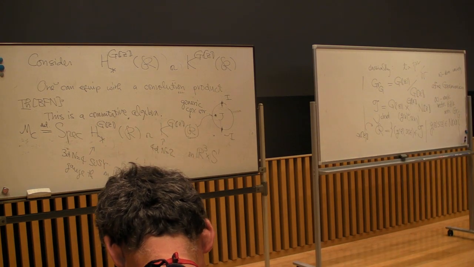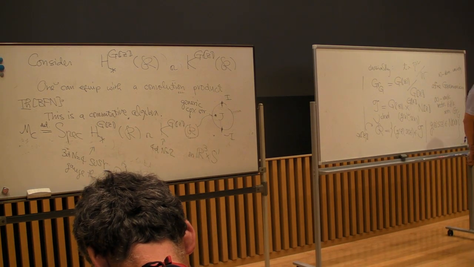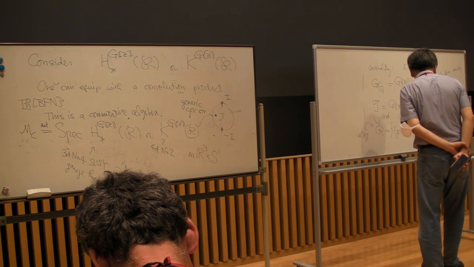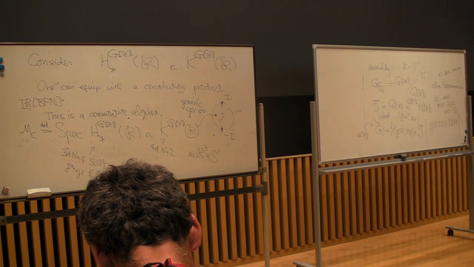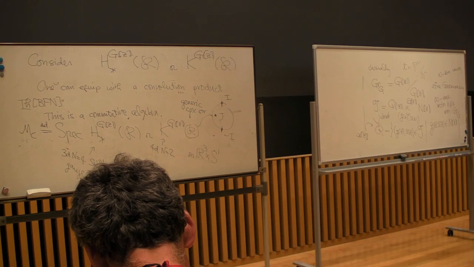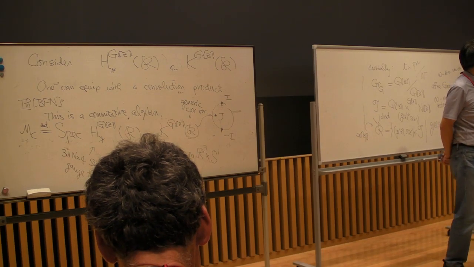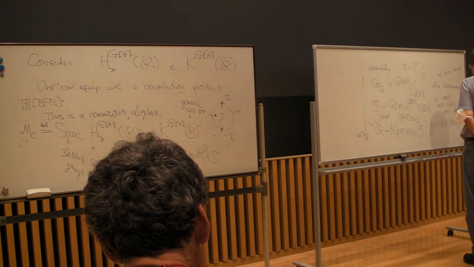Is G now ADE? G is arbitrary. G is arbitrary, compact, connected, reductive. I usually assume that G is connected. This definition makes sense even for a disconnected group, but we are not sure this is the correct definition.